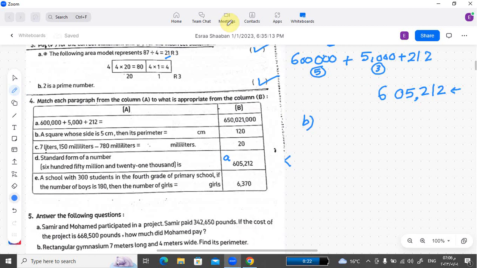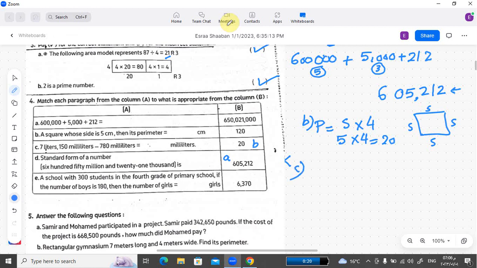Okay, letter B. A square whose side is 5 centimeters, find the perimeter. So when I have a square like that, side, side, side, side, the perimeter is side plus side plus side plus side, or side times 4. I take 5 times 4 equals 20 centimeters. So the answer is here.